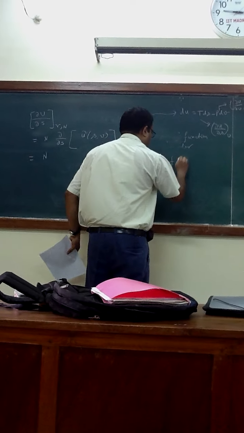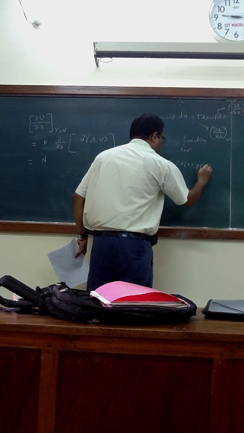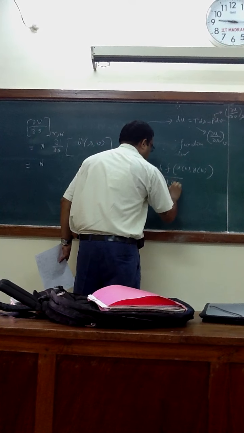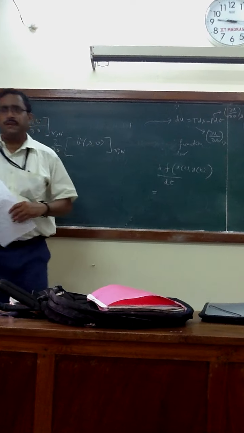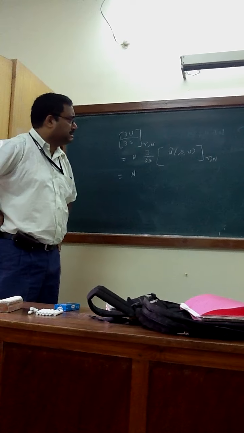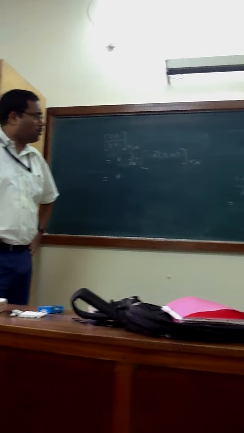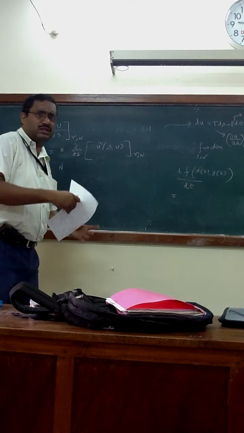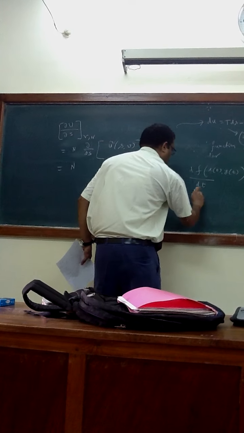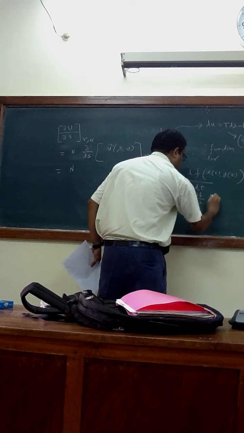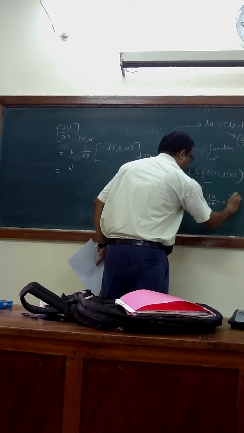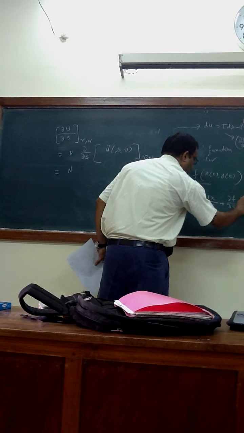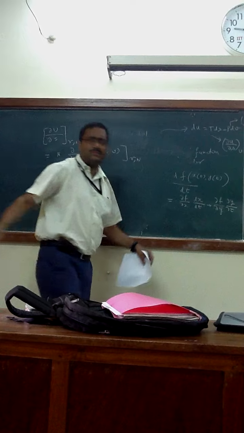If we have a function f of x(t), y(t), if you want to take df by dt, we have done it in calculus 10 plus 2. What is that? Dou f by dou x, dx by dt, plus dou f by dou y, dy by dt. Am I correct? You have done the calculus, right? 10 plus 2. Is it clear to all of you?